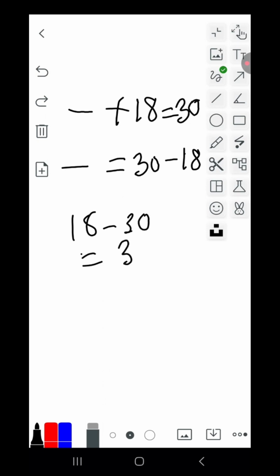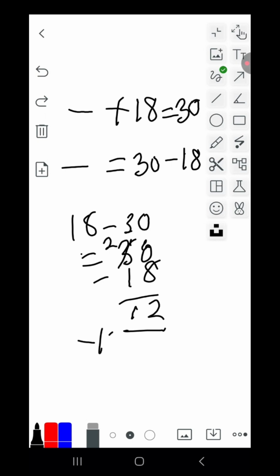Let's do 30, take away 18. Can you see where I even started? What do you think? So you borrow 1 from here and give it to this one. This turns to 10. 10 take away 8 is 2. Here 2 take away 1 is 1. So it's 12. But in this case, it's going to be minus 12.